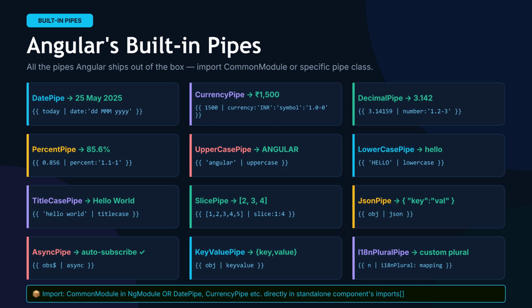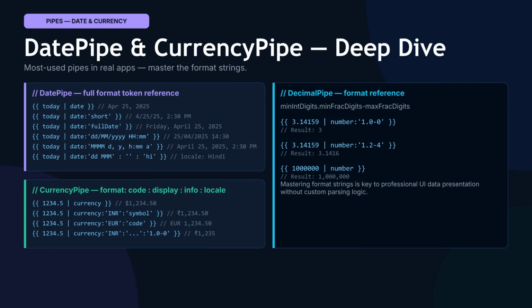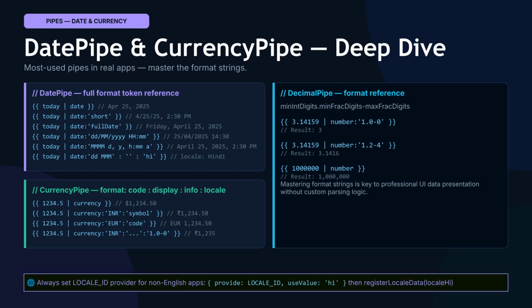Angular provides many built-in pipes like date pipe, currency pipe, decimal pipe, and async pipe, which auto-subscribes to observables. Remember to import CommonModule in NgModules, or the specific pipe class in the standalone component's imports array. We'll deep dive into date pipe and currency pipe, mastering their various format strings. Pay attention to decimal pipe's format reference for precise data presentation. For non-English applications, always set the LOCALE_ID provider and register locale data.